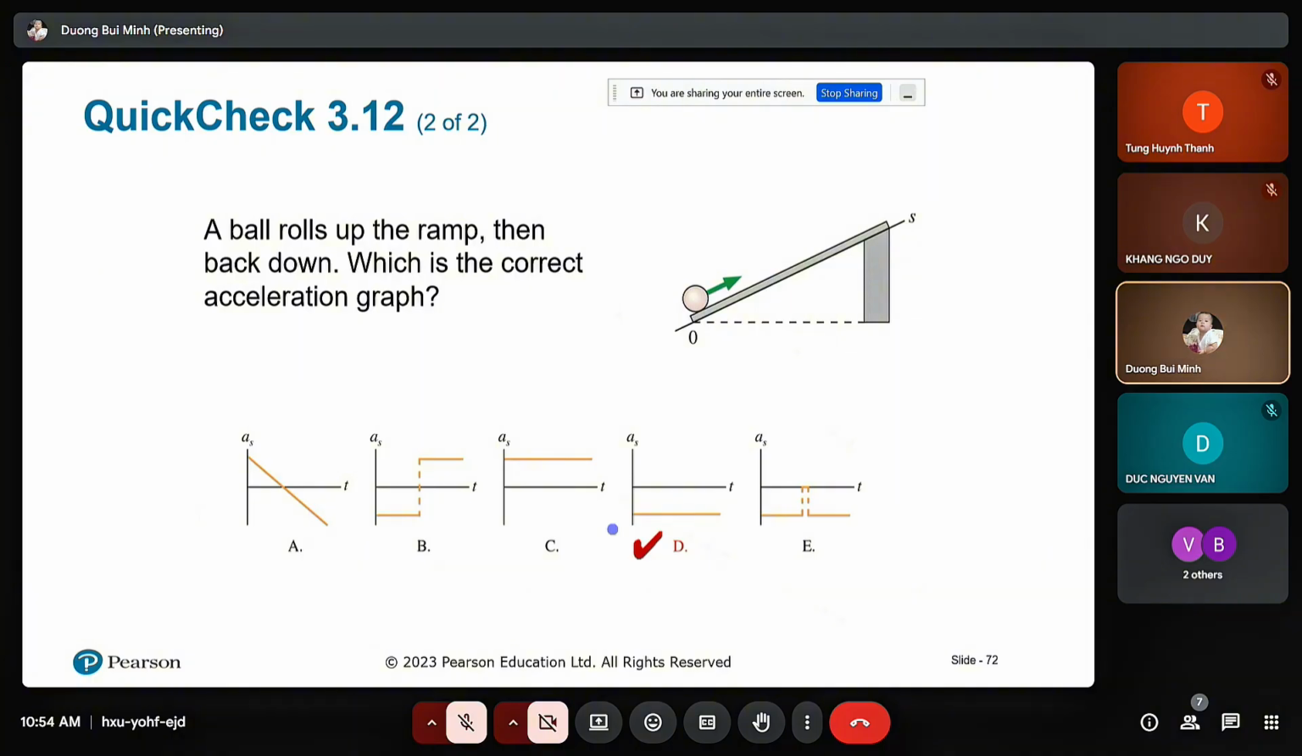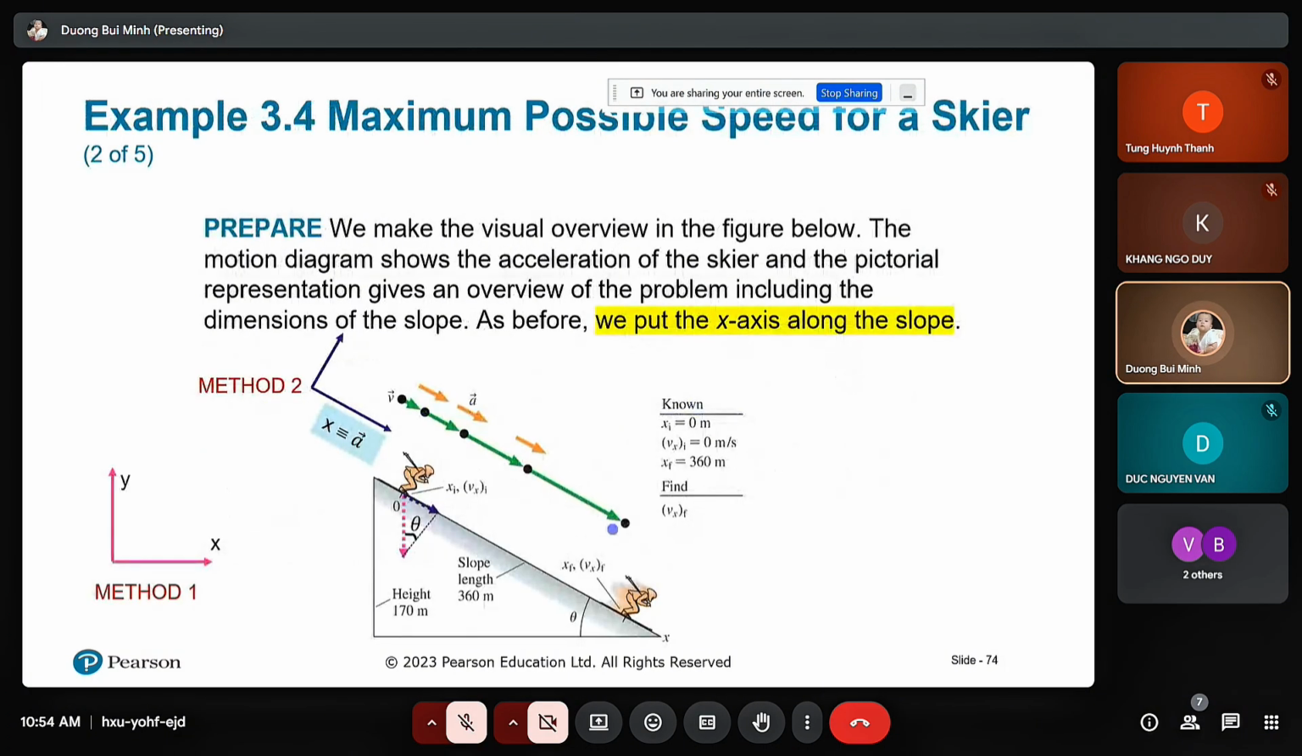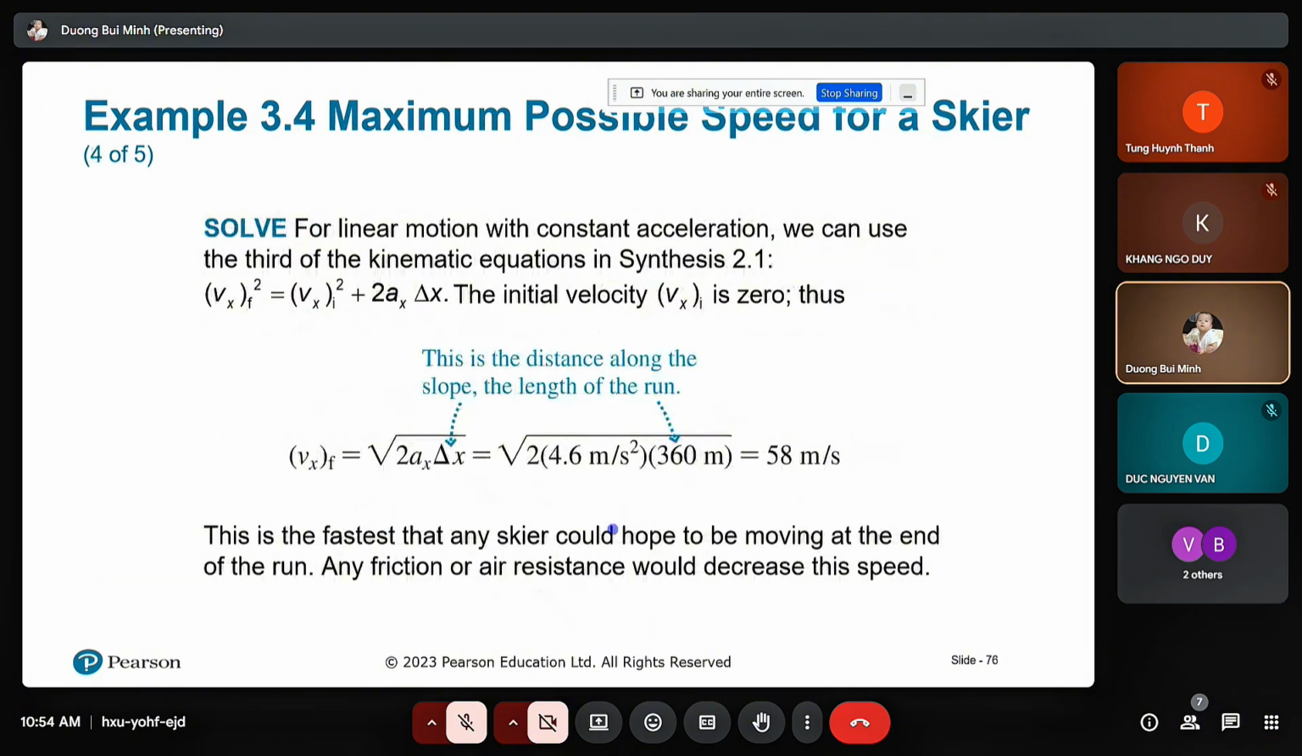Okay, this is the answers. We have acceleration. This is D. Later on we will study it and then you can understand more. So now, just give it. Very easy.